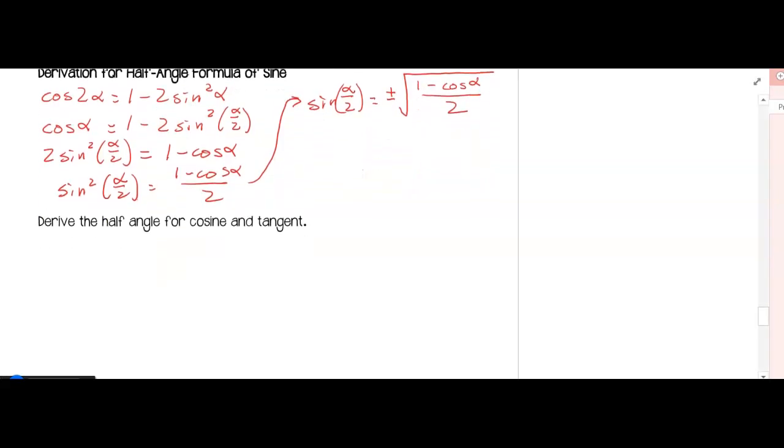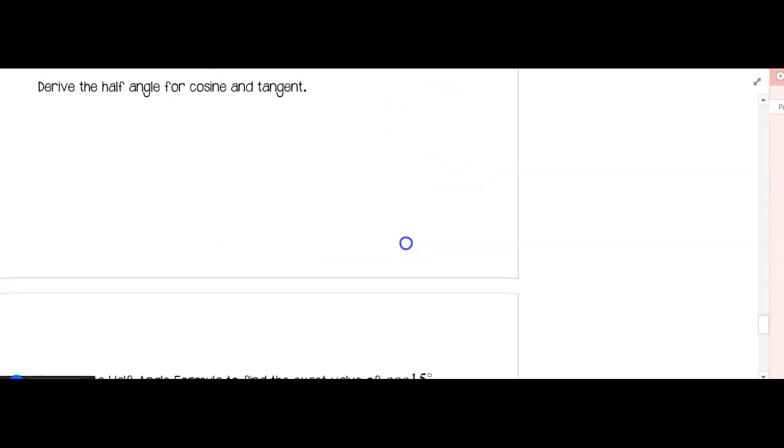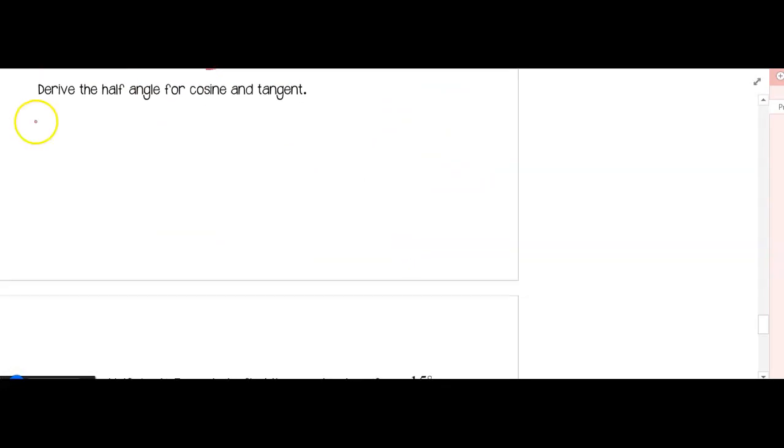Let's go ahead and derive the half angle for cosine. We'll do tangent in another video or in class. So now let's start with the identity for cosine 2 alpha that only has cosine in it. So cosine 2 alpha equals 2 cosine squared alpha minus 1. Again, I'm going to change that from 2 alpha to just alpha, which means I need to change 2 cosine squared alpha to 2 cosine squared alpha over 2 minus 1.